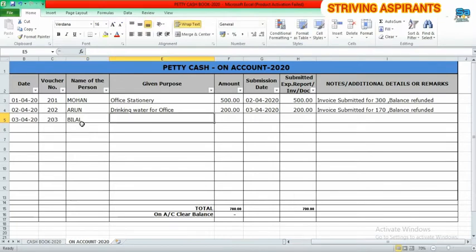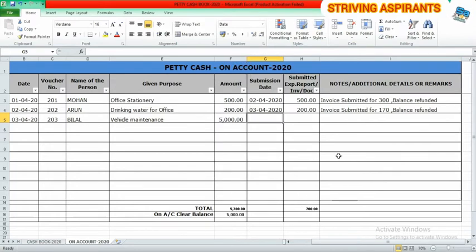Now the invoice is submitted on 10th April 2020. Now we are closing that 5,000. On account is gone already. We can see at the bottom the on account clear balance is 0. Now the invoice total he submitted is 4,560. The balance amount he refunded.